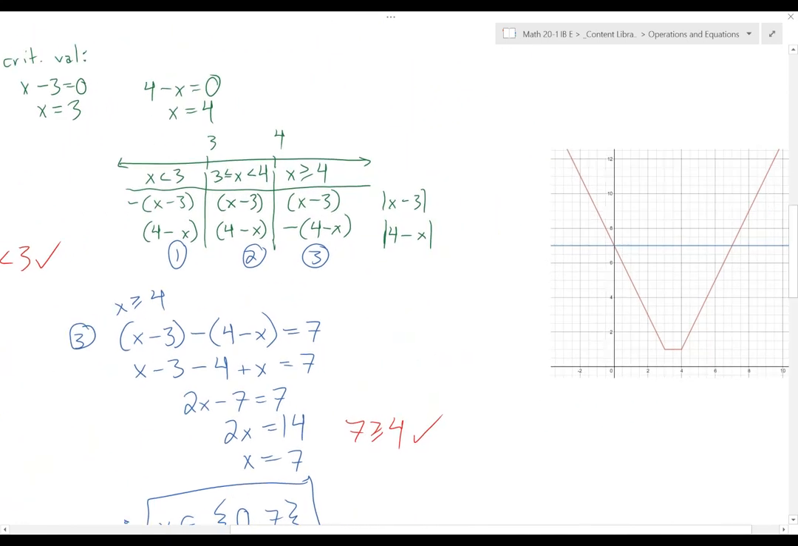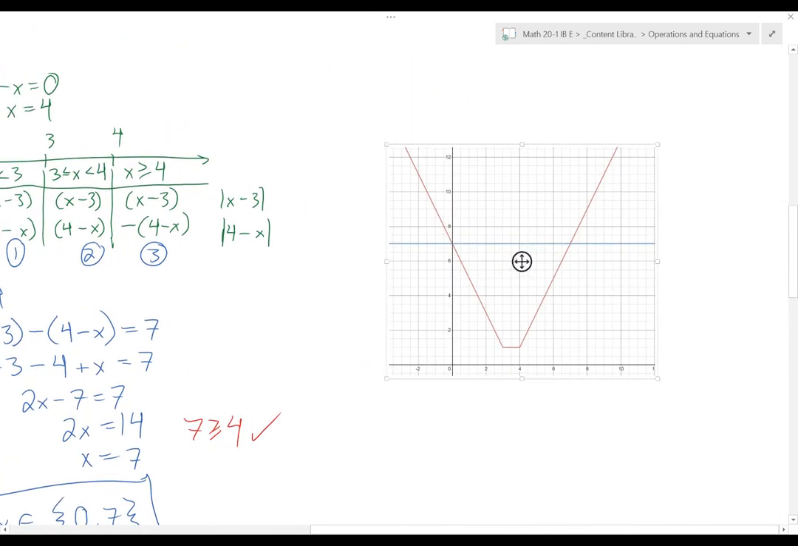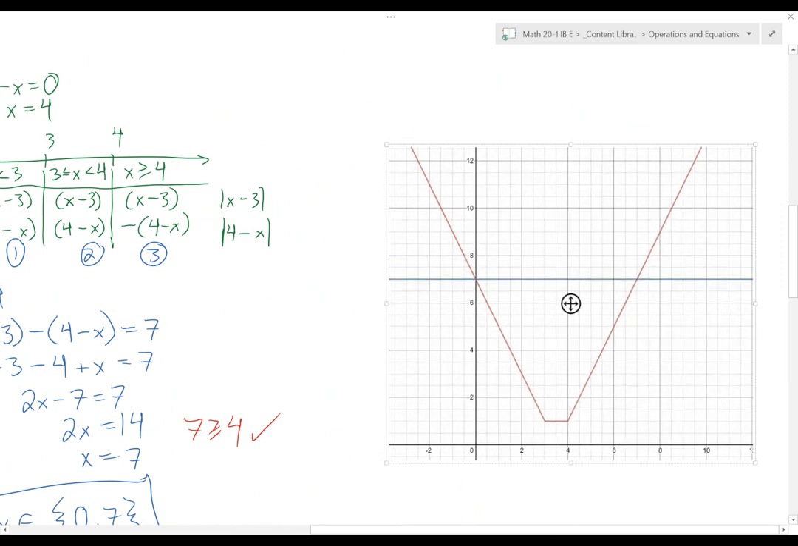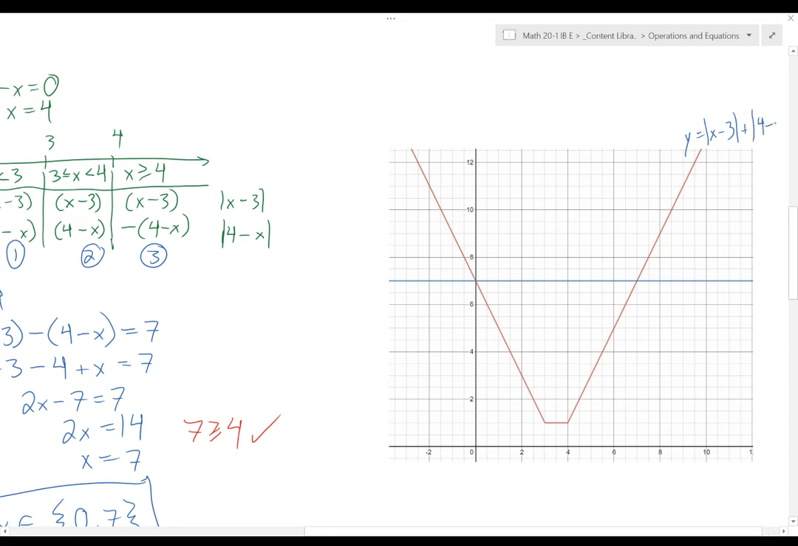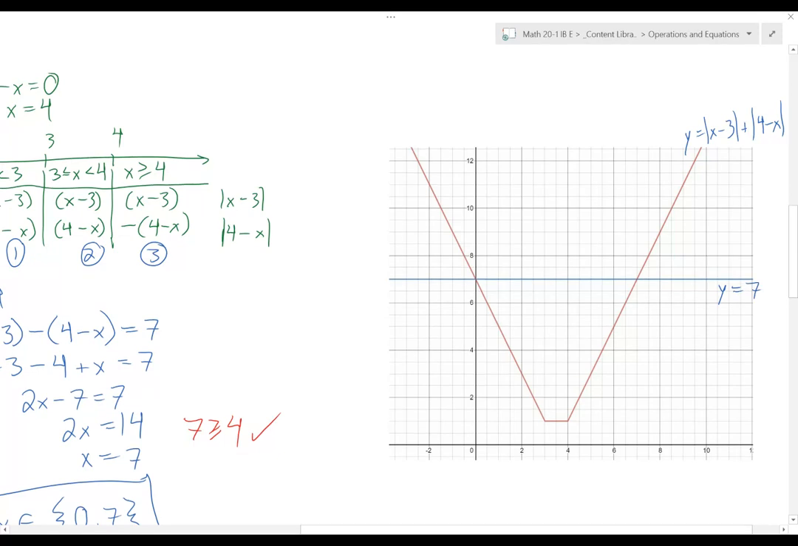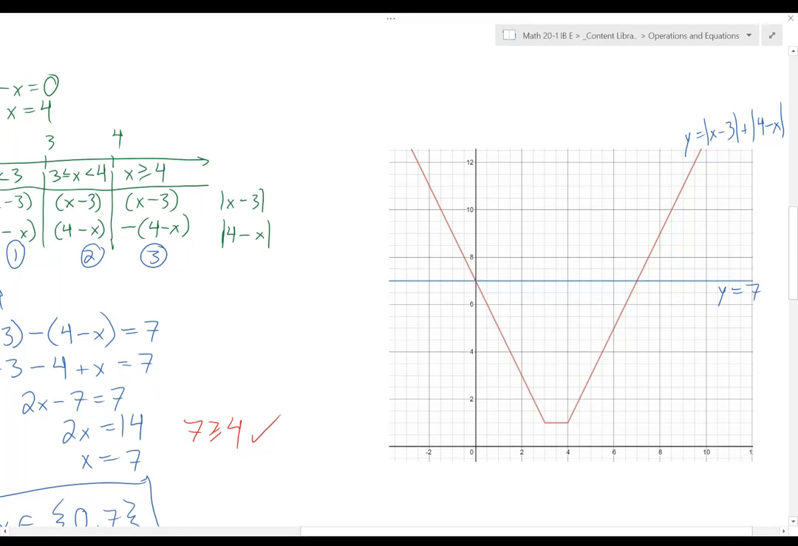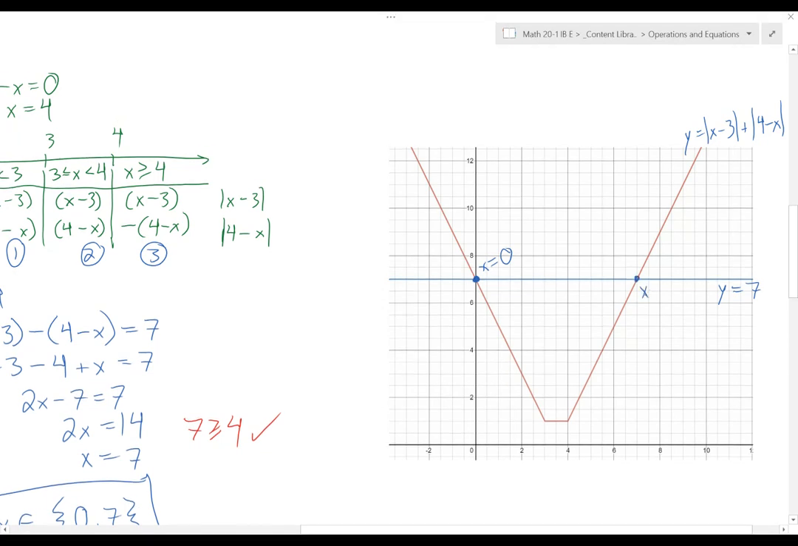If I want to consider graphically what's going on, so let's look at what I've graphed here in red is y equals the absolute value of x minus 3 plus the absolute value of 4 minus x. And in blue, we see y equals 7. We can see that those two things do intersect when x equals 0 and when x equals 7. So graphically, I could have found those exact same two answers.